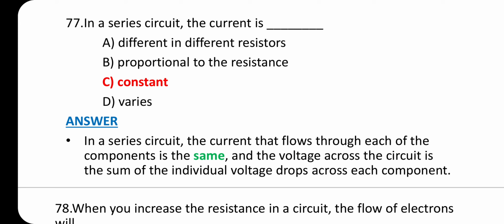77. In a series circuit, the current is, answer is option C, constant. In a series circuit, the current that flows through each of the components is the same, and the voltage across the circuit is the sum of the individual voltage drops across each component.